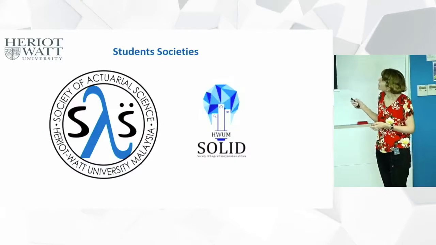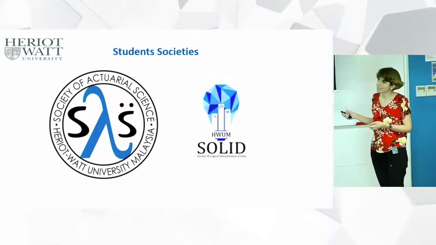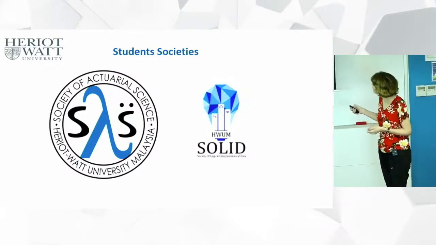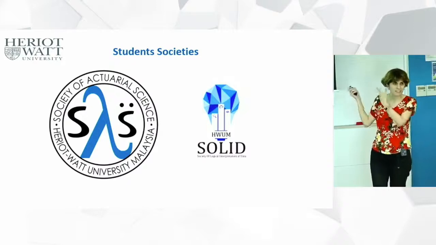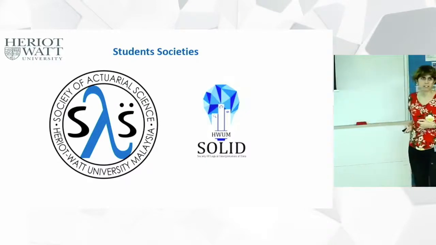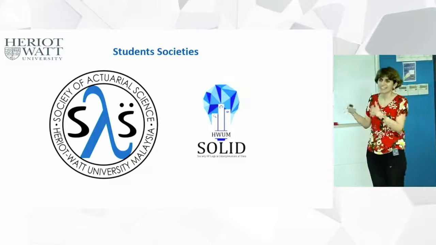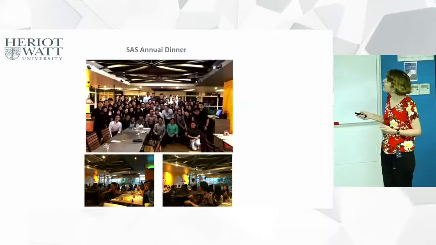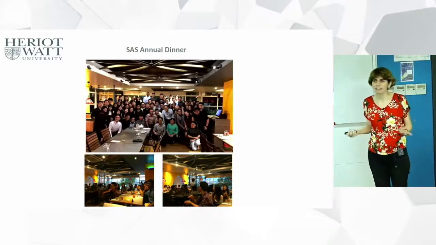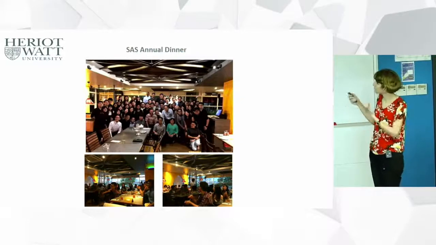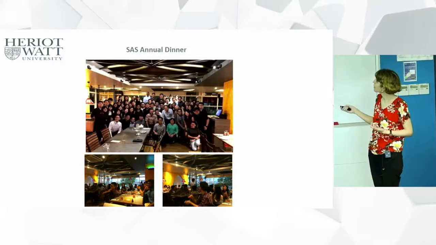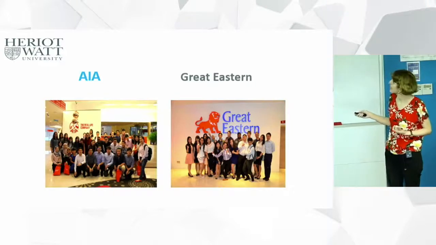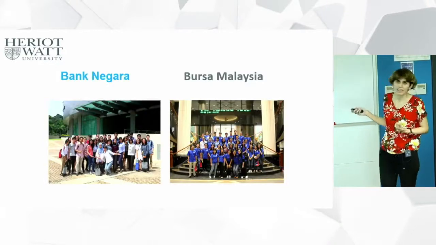And we have student societies here. SAS is for actuarial science students. And SOLID, which is the Society of Logical Interpretation of Data. So this is the name adopted by our students themselves. And this is a society for our SDS students. And they have different events. They go and they have different visits. For example, here we have the annual dinner. And they visited Great Eastern, AIA, Bank Negara, and Bursa Malaysia.